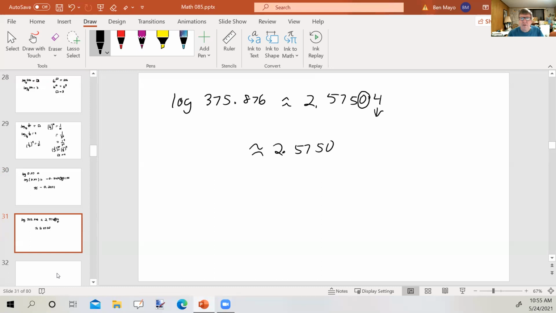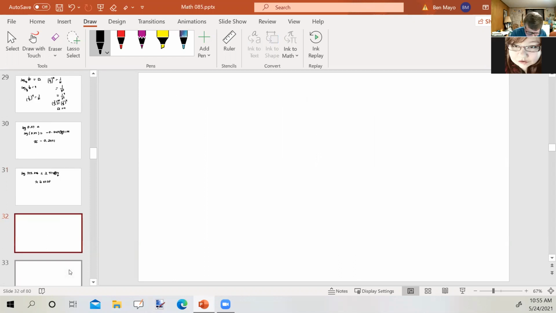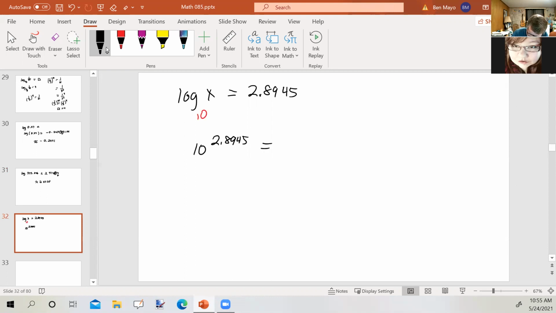All right. Now it says use a calculator to solve each equation. Again, round answers to 4 decimal places. Anyway, we'll continue. It says log of x equals 2.8945. Well, there's no base written, so the assumed base is 10, which means we have 10 raised to the 2.8945 power equals x. And let's see what that is.